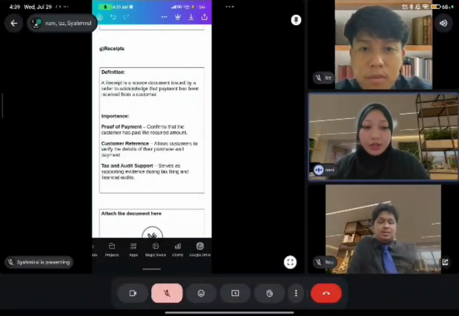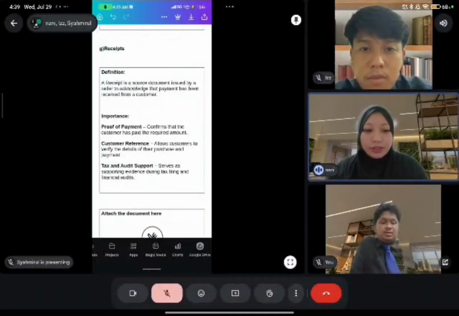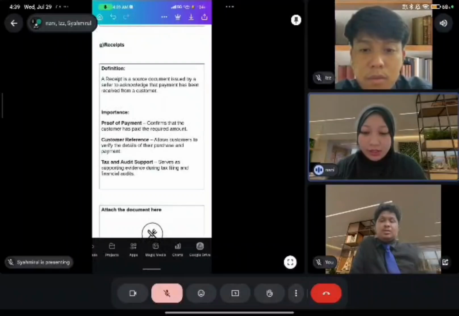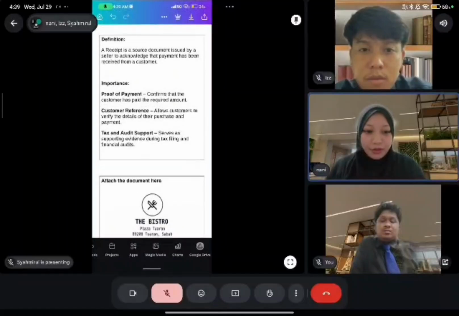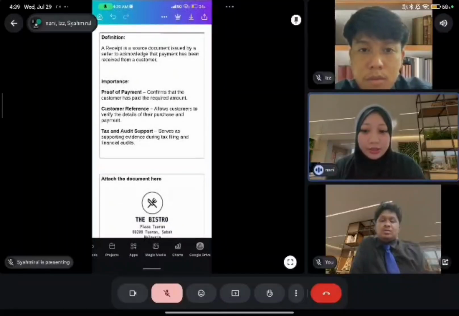Alright, next I will explain about receipt using this document as an example. First, what is a receipt? A receipt is an official document issued by a seller to a customer to confirm that payment has been received in full. Second, why is a receipt important?